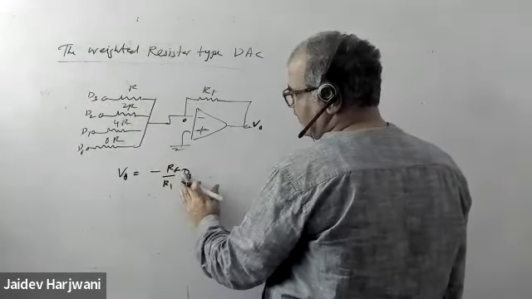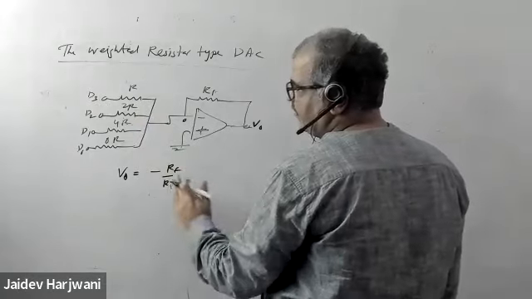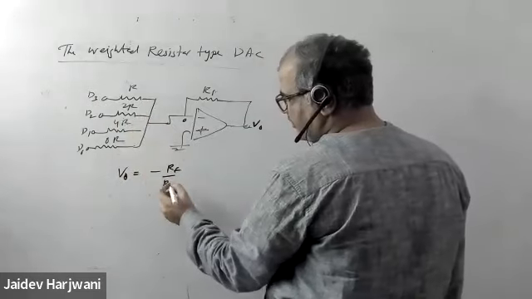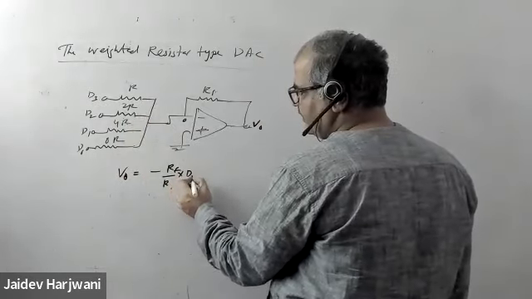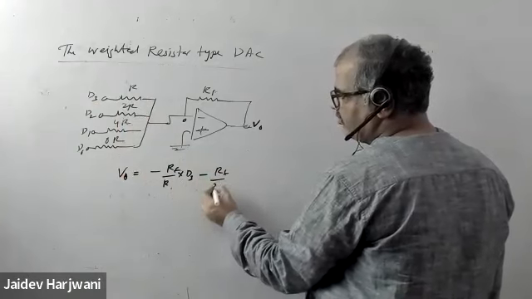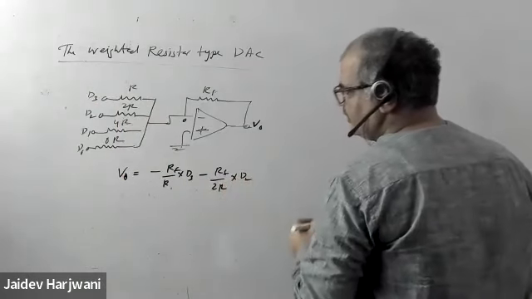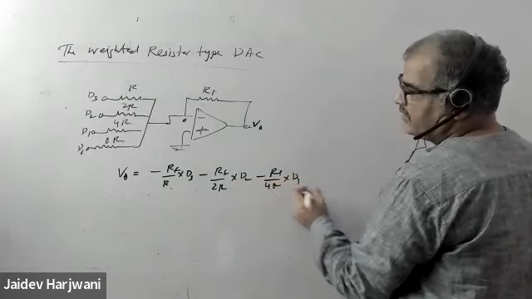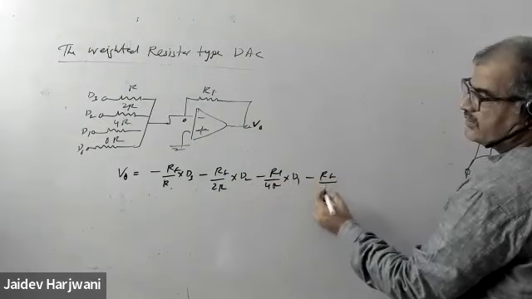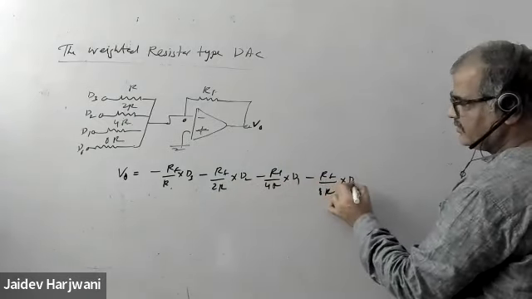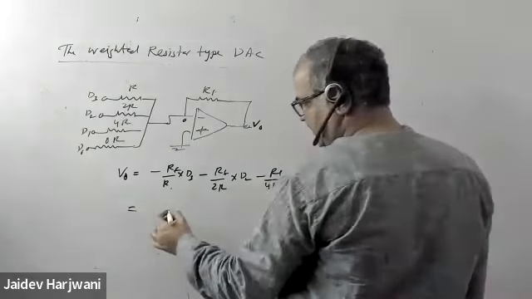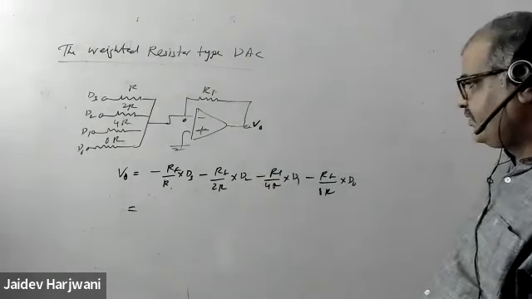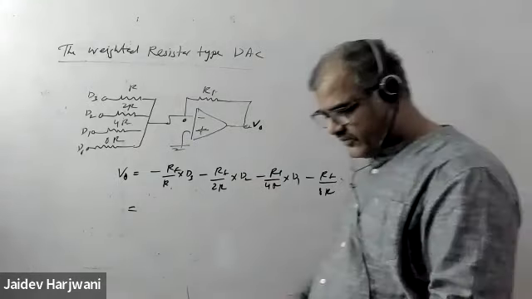Particularly this is a 4-bit, so I'm writing like this. For this one it will be RF upon R into D3 minus RF upon 2R into D2, minus RF upon 4R into D1, and minus RF upon 8R into D0. So basically the formula is negative. This is the formula for this particular circuit.